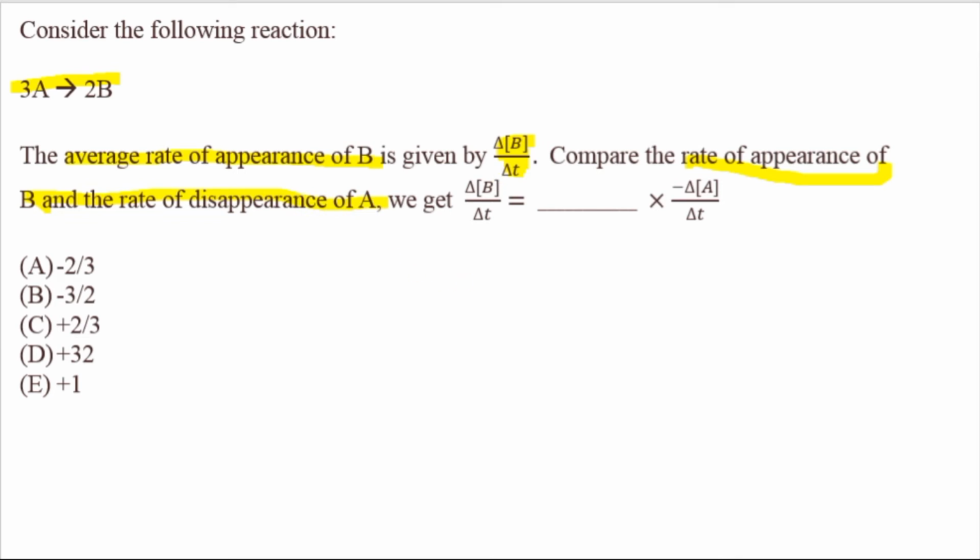So what does this mean? Let's write out an expression. So we need to write out our rate expression. So the rate of the entire reaction is equal to -1/3 change in concentration of A over time.